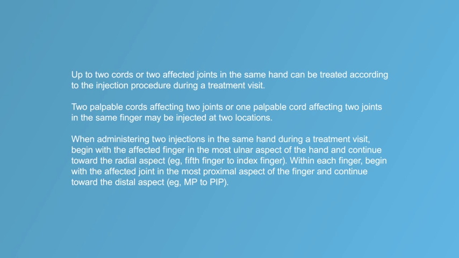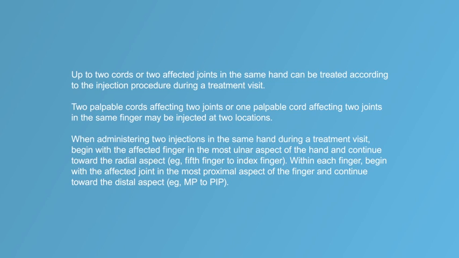Up to 2 cords or 2 affected joints in the same hand can be treated according to the injection procedure during a treatment visit. 2 palpable cords affecting 2 joints or 1 palpable cord affecting 2 joints in the same finger may be injected at 2 locations. When administering 2 injections in the same hand during a treatment visit, begin with the affected finger in the most ulnar aspect of the hand and continue toward the radial aspect, for example, fifth finger to index finger.